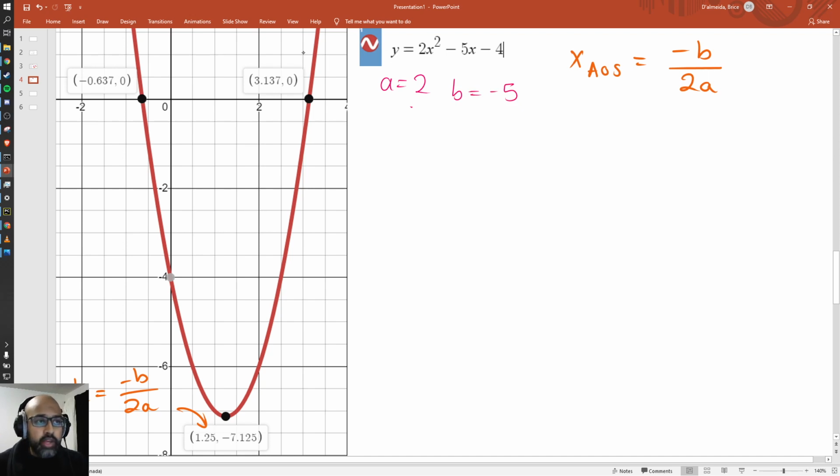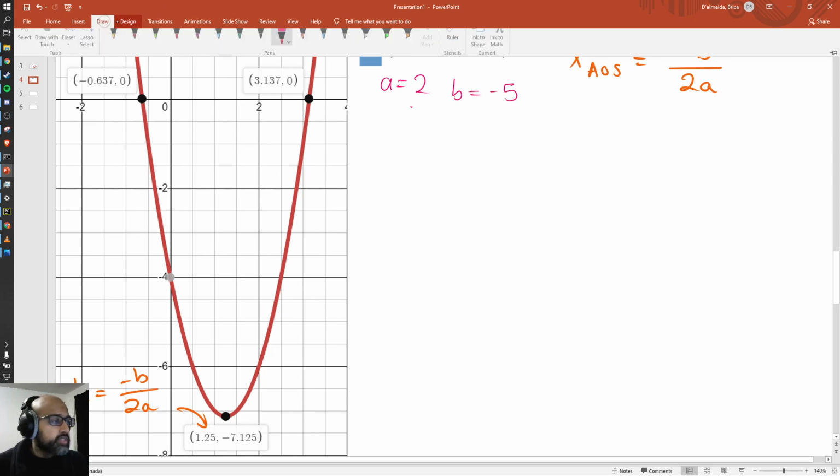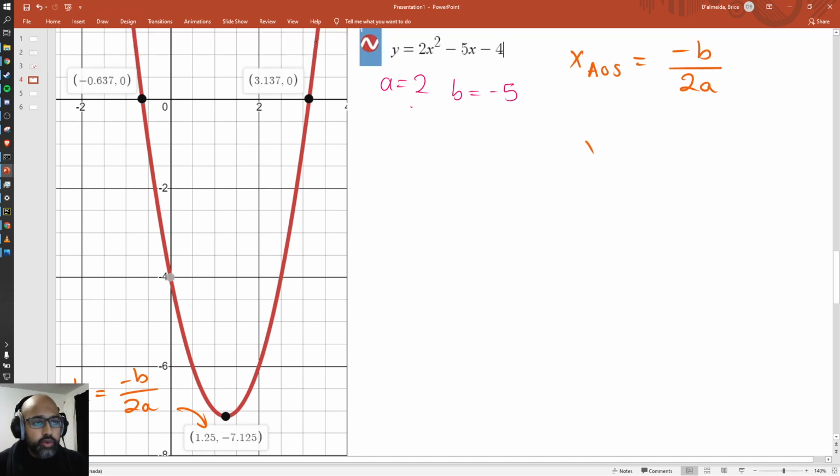Okay, let's plug in everything. Let's find out where this axis of symmetry exists. For this one, we have AOS is equal to negative 5 divided by 2a. We know a, it's 2 times 2. This is negative negative 5 over 4, my correction, my mistake there, which is a positive 1.25, and looking promising already. But imagine that we didn't have this picture for us already. Now, how would we go about solving for the y?